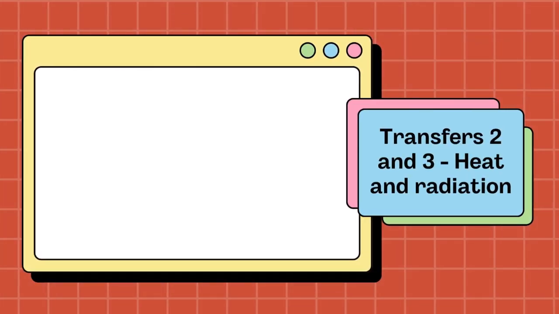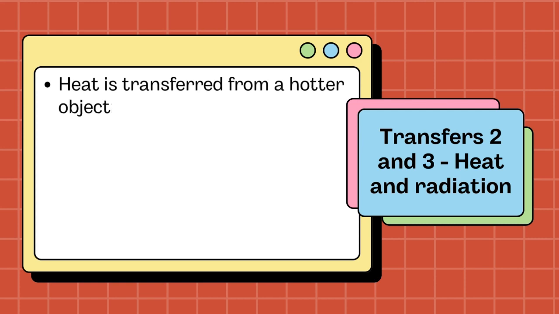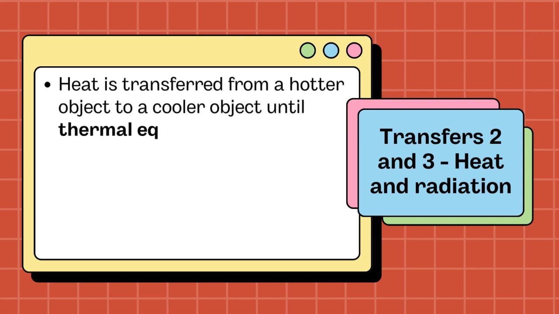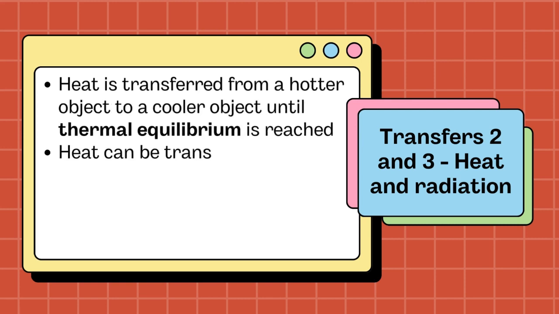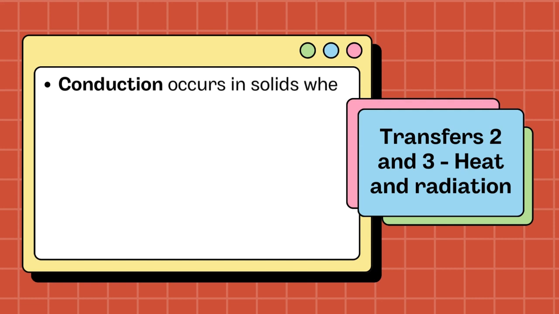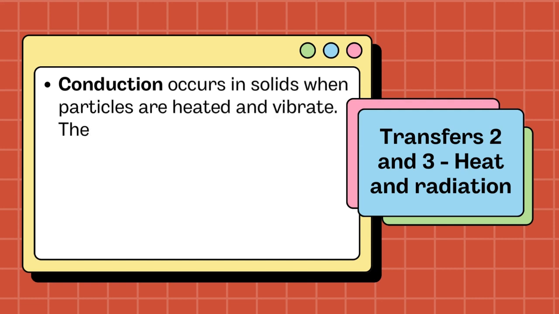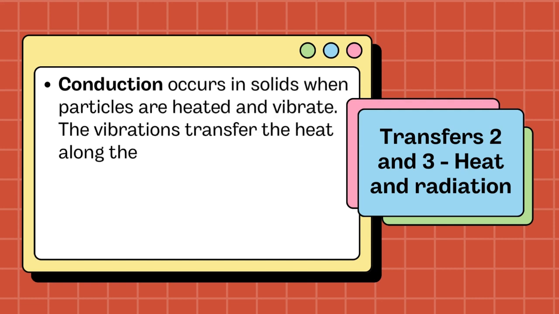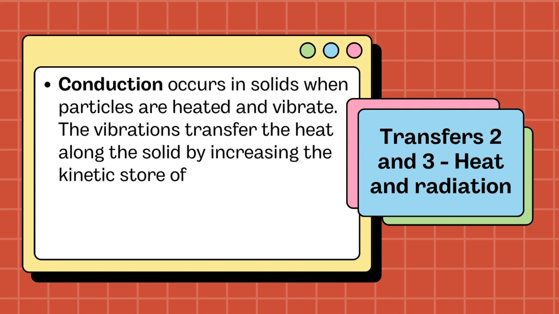So, transfers 2 and 3, heat and radiation, link to another law of energy known as the laws of thermodynamics. Heat is transferred from a hotter object to a cooler object until thermal equilibrium is met. Heat can be transferred in 3 ways: conduction, convection, and radiation. Conduction occurs in solids when particles are heated and vibrate. The vibration transfers the heat along the solid by increasing the kinetic store of neighboring particles.